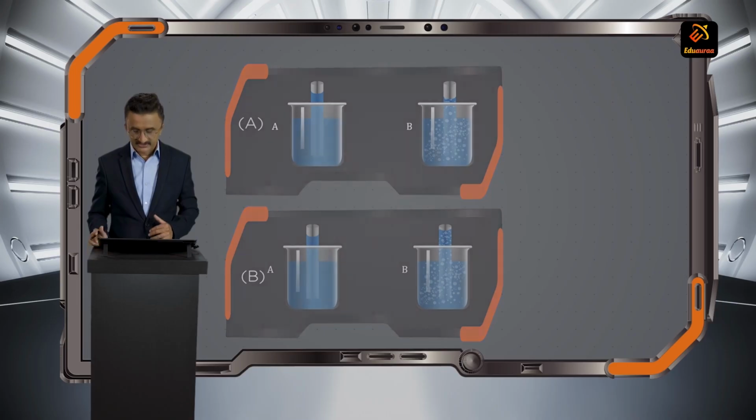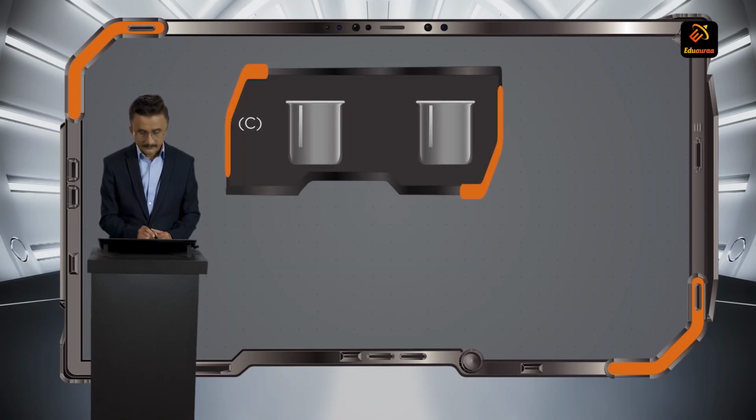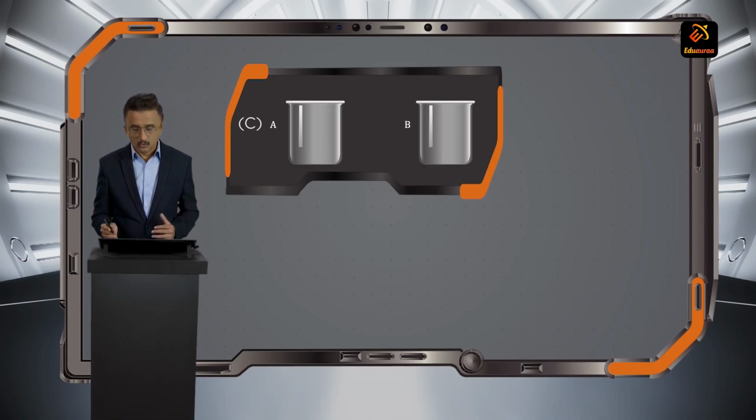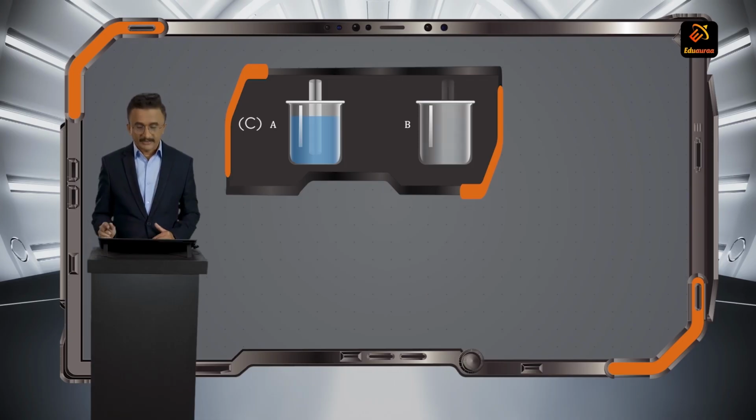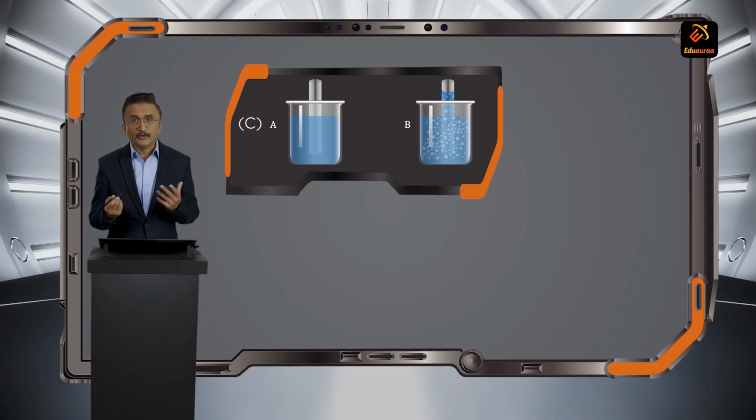Now my next option, C. In C, again I have the two containers, A and B. In A, we have the water, but the water is at the same height. And in B, we have the soap solution. It increases up to a certain height. So this is my option C.